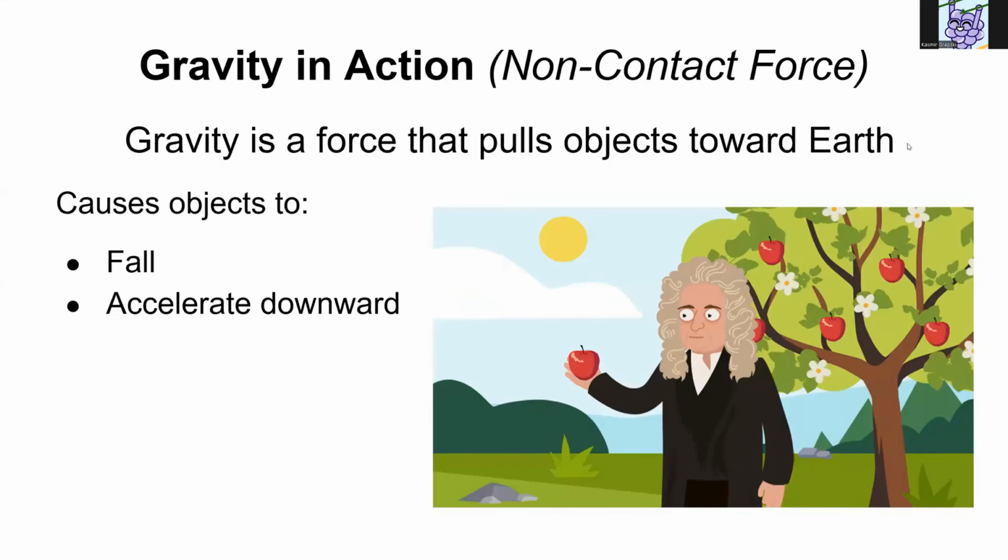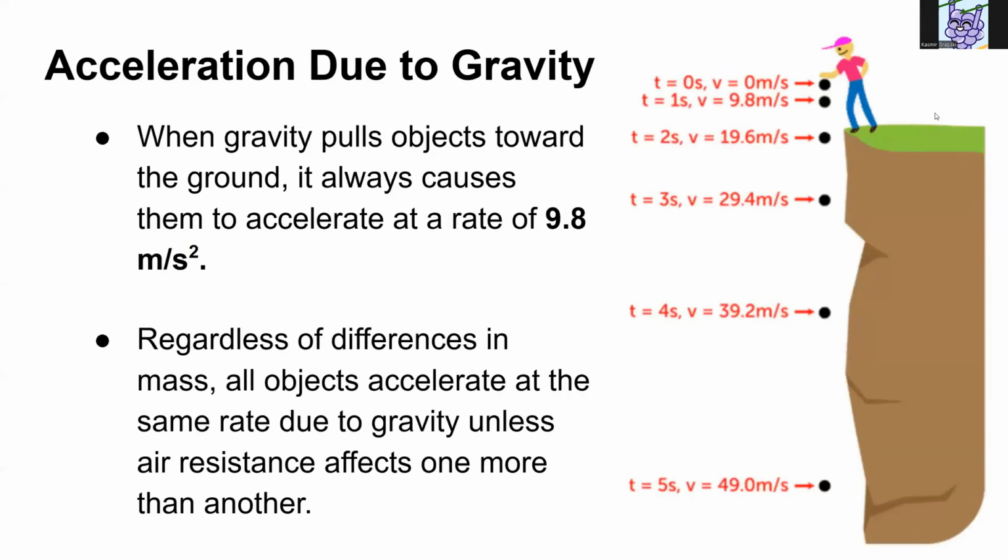So gravity in action. Now we're going to talk about some non-contact forces. Gravity is a force that pulls objects towards Earth. This causes objects to fall and accelerate downward. Acceleration due to gravity. So when gravity pulls objects towards the ground, it always causes them to accelerate at a rate of 9.8 meters per second squared.